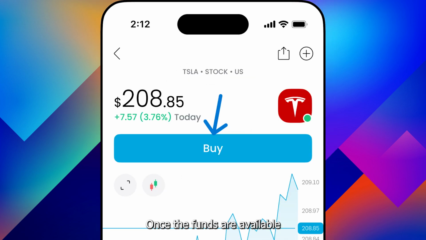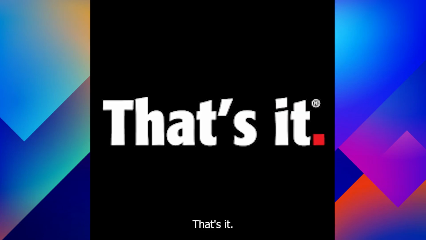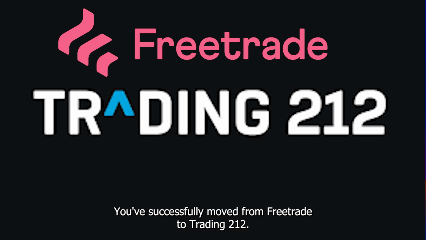Once the funds are available, buy the stocks or ETFs you want in Trading 212. That's it. You've successfully moved from Freetrade to Trading 212.